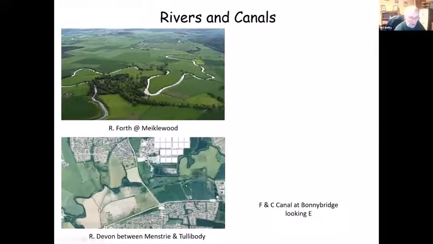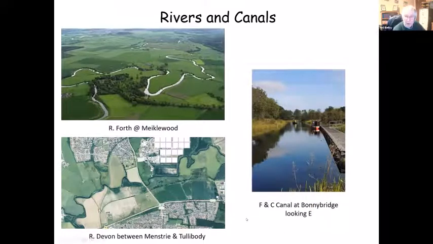Another satellite view taken from the BTO website, the River Devon between Tullibody and Menstrie, which you'll all recognise, I'm sure. This section here has been counted for a good number of years by the head of the BTO in Scotland, Dr. Christopher Vernon. And this section from Tullibody Bridge down to the A907 has been counted for even longer, at least 2 decades, by Ken and Tina Wilkinson.